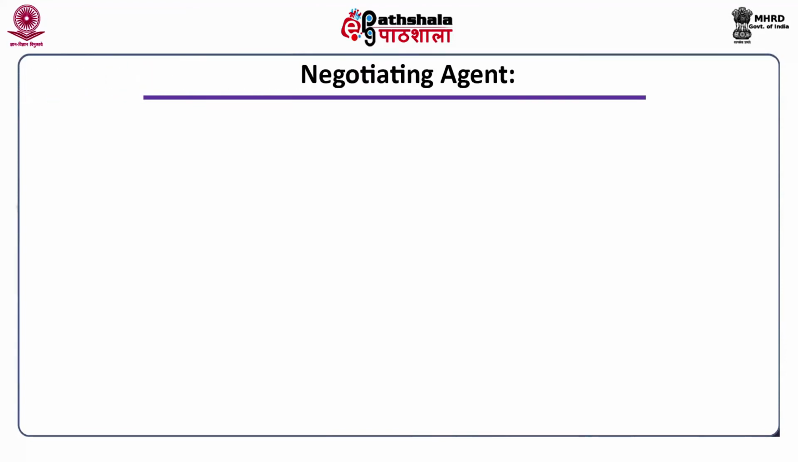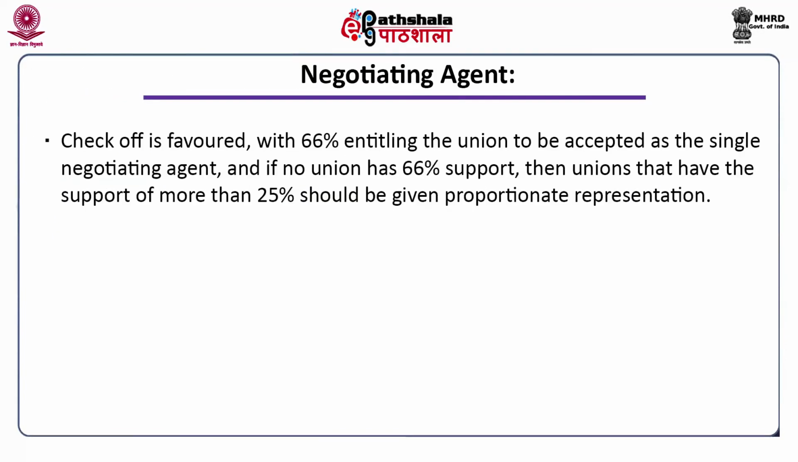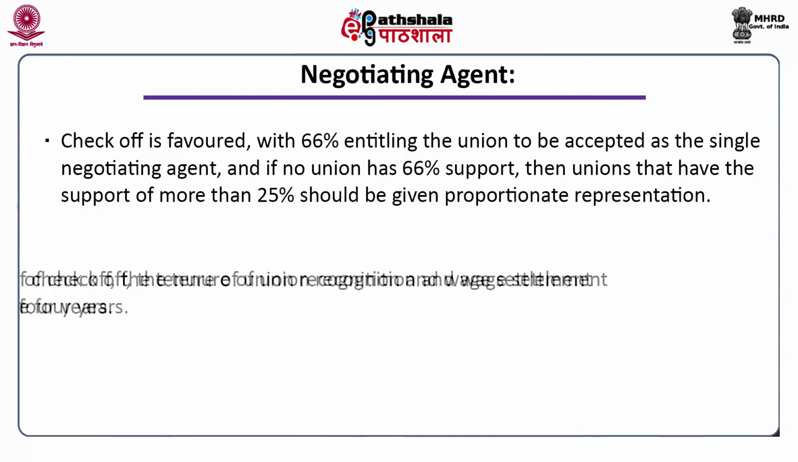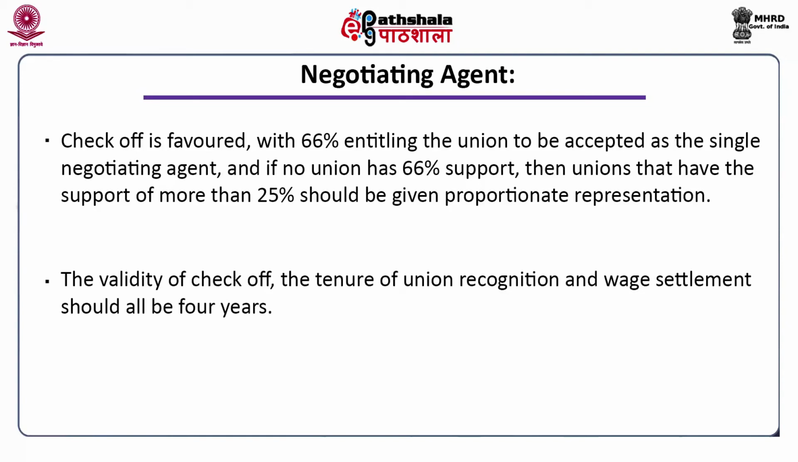Negotiating agent. Check-off is favored, with 66% entitling the union to be accepted as the single negotiating agent, and if no union has 66% support, then unions that have the support of more than 25% should be given proportionate representation. The validity of check-off, the tenure of union recognition and wage settlement should all be 4 years.